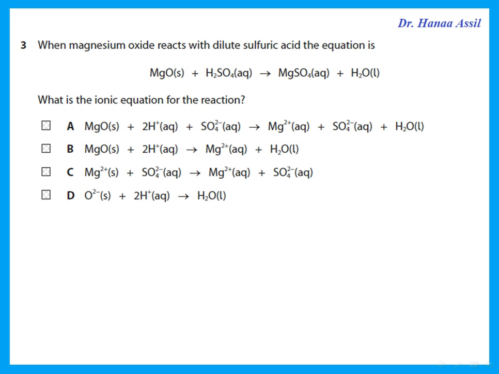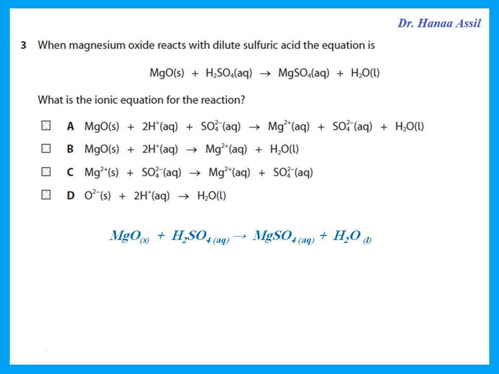When magnesium oxide reacts with dilute sulfuric acid, this is the equation. What is the ionic equation for the reaction? How do we write an ionic equation? So he gives me this equation. Magnesium oxide is a solid, sulfuric acid is aqueous, magnesium sulfate is aqueous, and water is liquid.